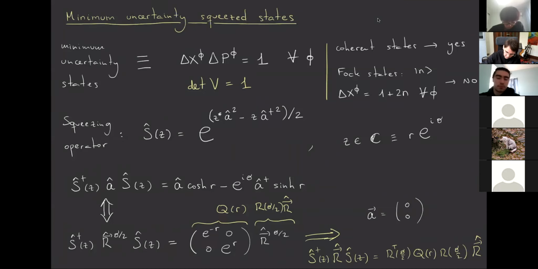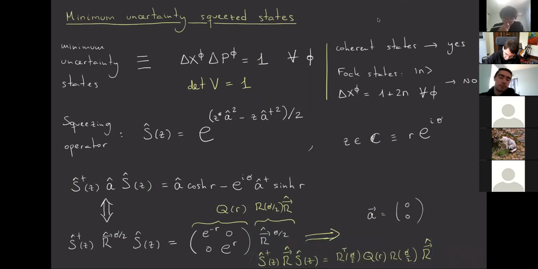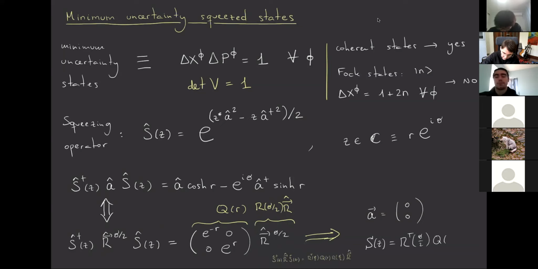So let me just make it small in here. I keep it here but small. And then what I am saying is that this linear transformation S of Z is just a rotation onto this dilation matrix. Okay.